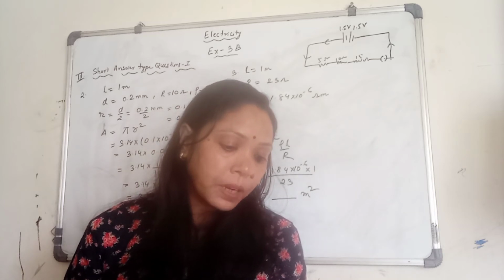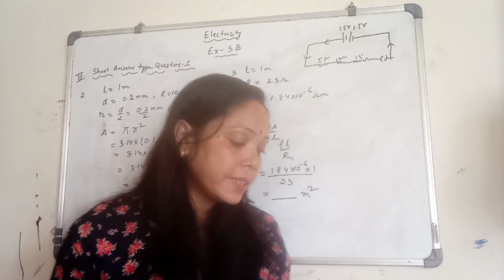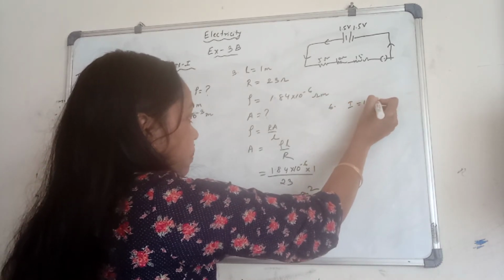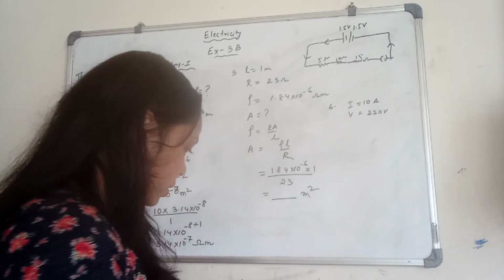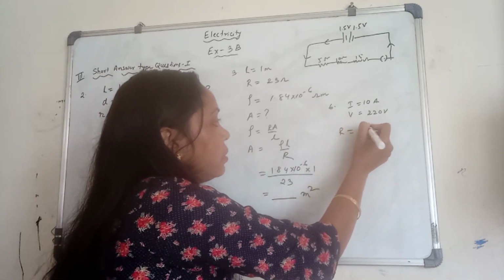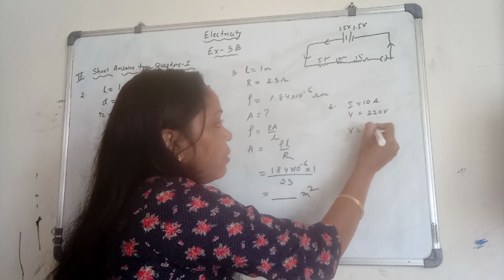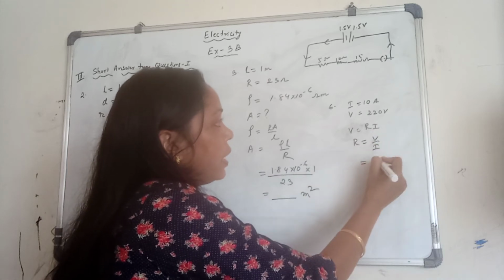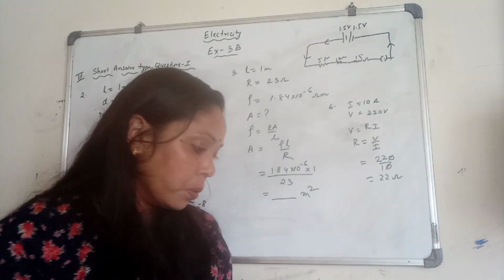Question number 6. Calculate the resistance of a bulb which allows 10 ampere current when connected to this. So I is given as 10 ampere and V is given as 220 volt. So you have to find R. First you write V is equal to Ri, Ohm's law. So R is equal to V by I. So put the values, 220 by 10, you can say it will become 22 ohm.